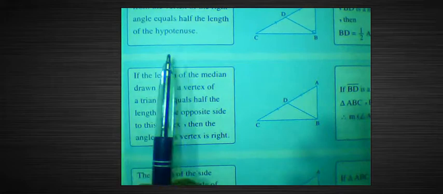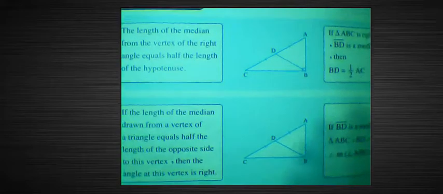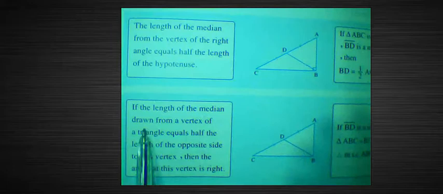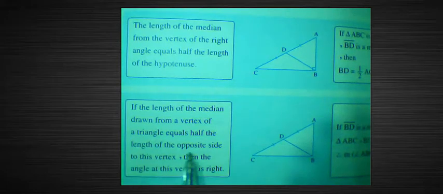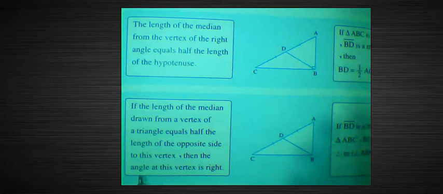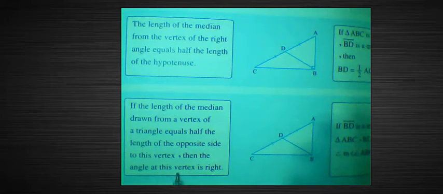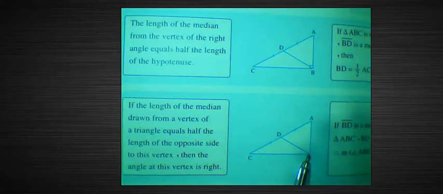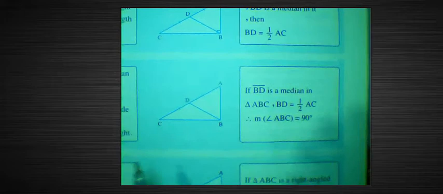كمان برضو يا ولاد ناخد بالنا، ده عكس بقى اللي فوق، عكس الرول اللي احنا خدناه فوق يا ولاد. هنا if the length of the median drawn from the vertex of the triangle equals half the length of the opposite side of the vertex, then the angle at the vertex is right. هنا بيسألني بقى على الانجل، يعني عندي if BD is a median in triangle ABC and BD equal half AC, then the measure of ABC equal 90 degrees. سألني هنا على الانجل، لو كان BD half of CA يبقى أنا هستنتج measure of ABC equal 90 degrees.